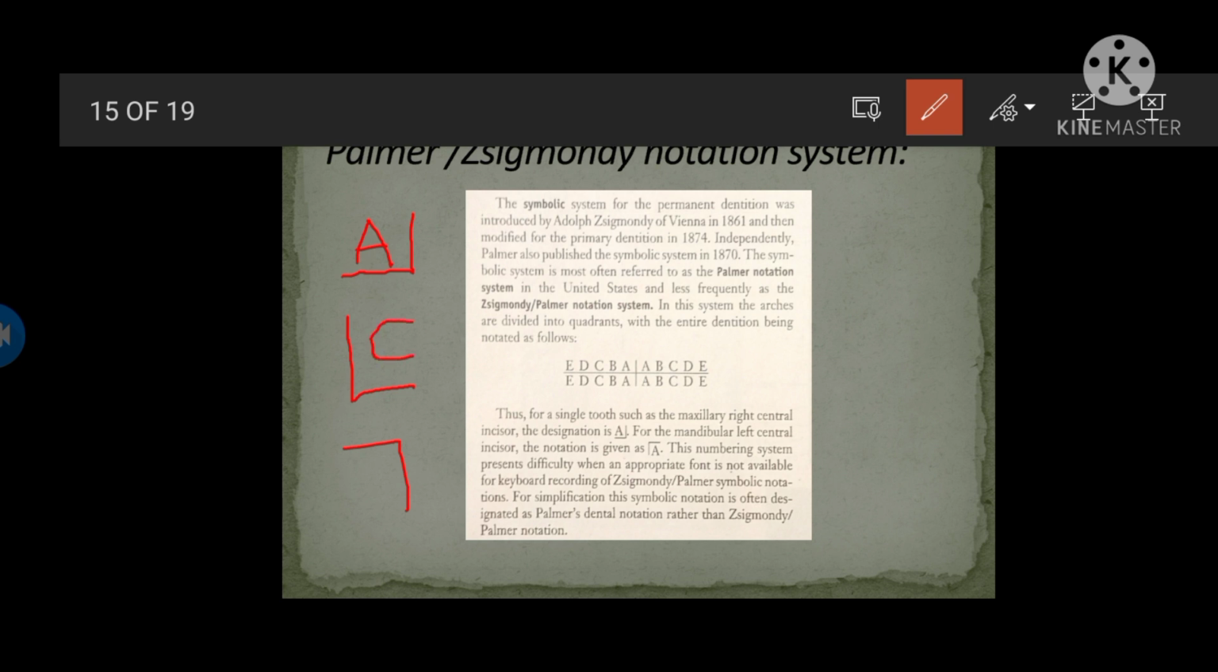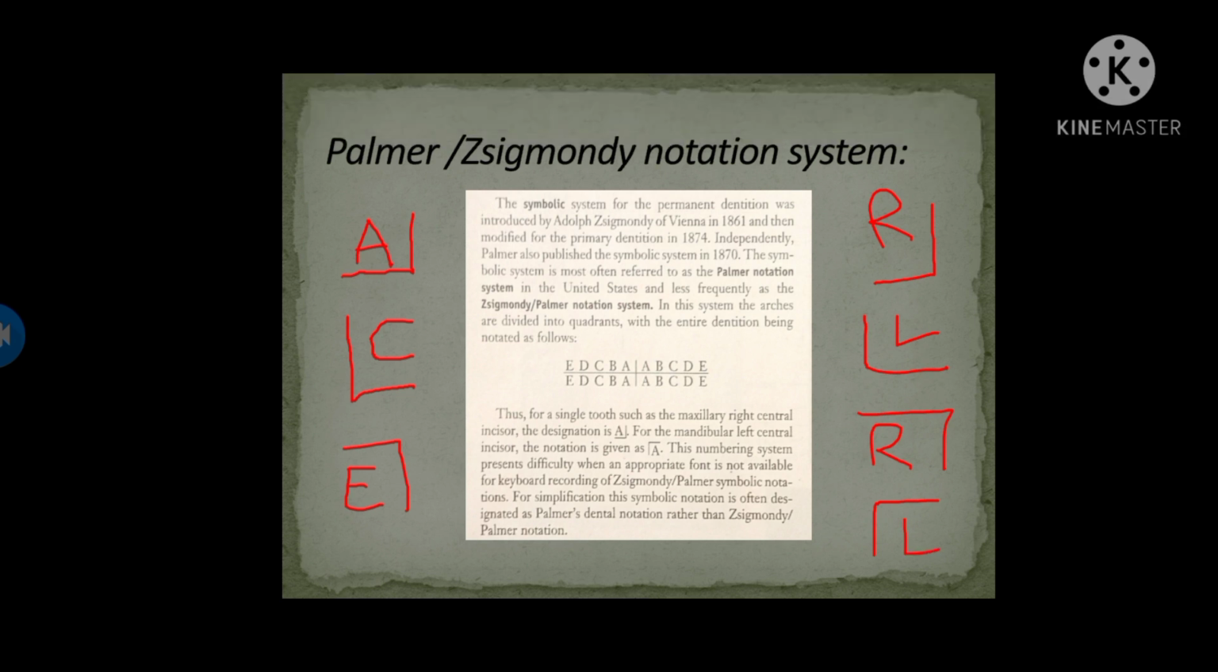If I want to denote the second molar of the lower quadrant, right side, I would be denoting it like this. So this quadrant would basically be denoting where the tooth belongs, right? This is for upper right, this is for upper left, this is for lower right, and this is for lower left.